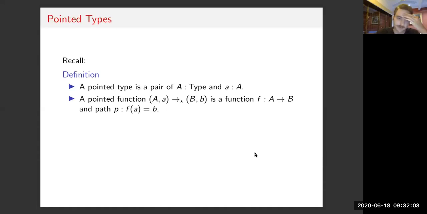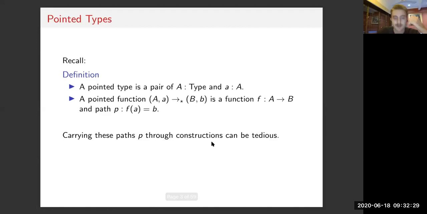Going way back to basics, let's remember that a pointed type is a type and a term of that type, and a pointed function between pointed types is a function between the types together with a path showing that the function preserves the base points of both sides. Now, the path here is data, which means whenever you do stuff with pointed functions, you need to carry around the data of these paths through everything. You often end up having to do all kinds of transports and path algebra, and it can get very complicated very quickly.